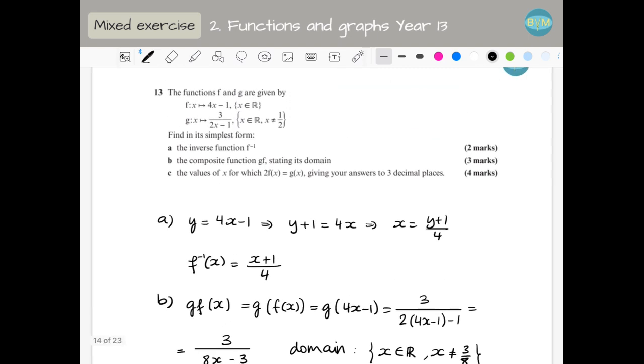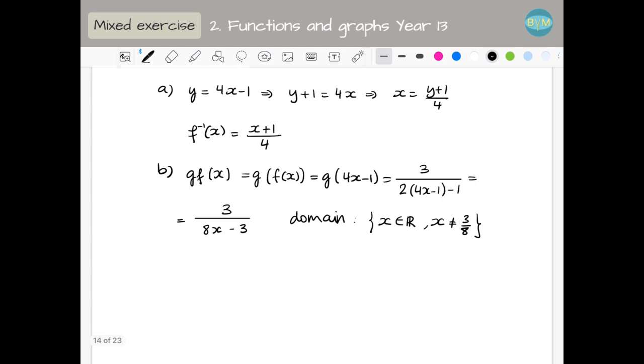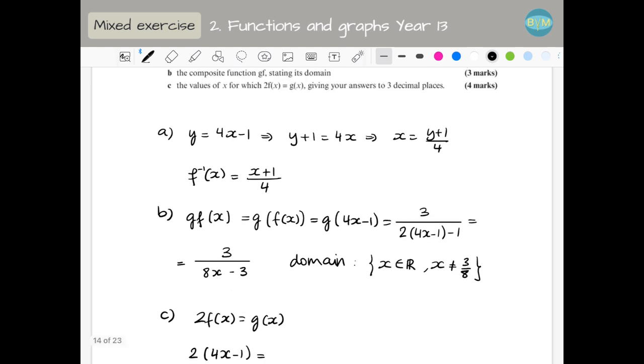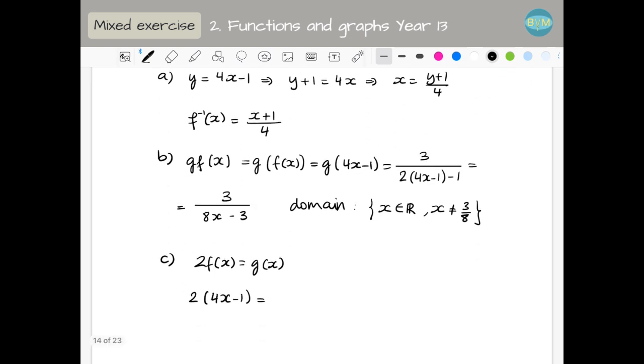Then c, we have the values of x for which 2f(x) is equal to g(x), giving the answer to 3 decimal places. So 2f(x) is this one multiplied by 2, equal to this one. Let's solve that. 2f(x) equal to g(x) means 2 times f(x), and f(x) was 4x minus 1, so 2(4x minus 1) equal to g(x), which is 3 over (2x minus 1).